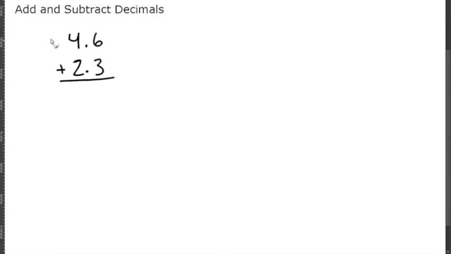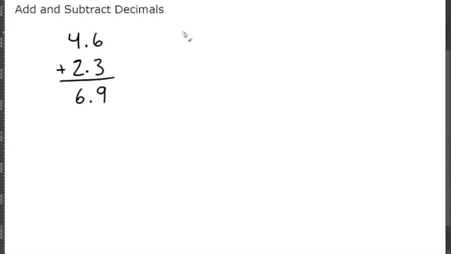Now you'd add starting in the smallest column, working your way up to the greater column. So 6 plus 3 is 9. Keep your decimal place the same. 4 plus 2 is 6. So 4.6 plus 2.3 equals 6.9.